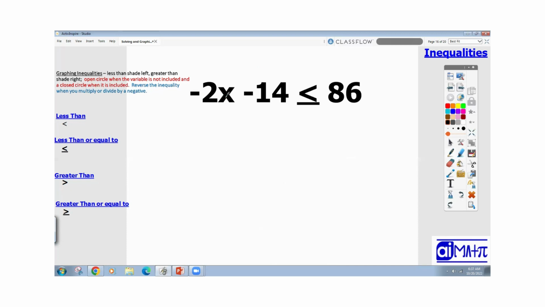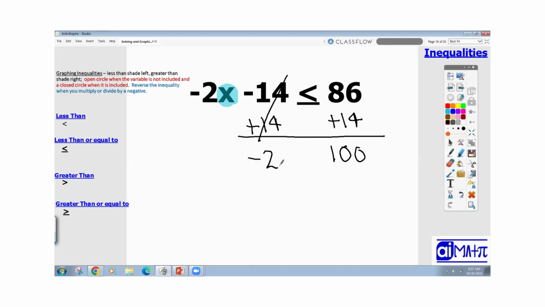Our next problem says -2x minus 14 is less than or equal to 86. Again, I focus on this x. And the opposite of minus 14 is adding 14. -14 plus 14 cancels out. And then 86 plus 14 is 100. And so I have -2x is less than or equal to 100.